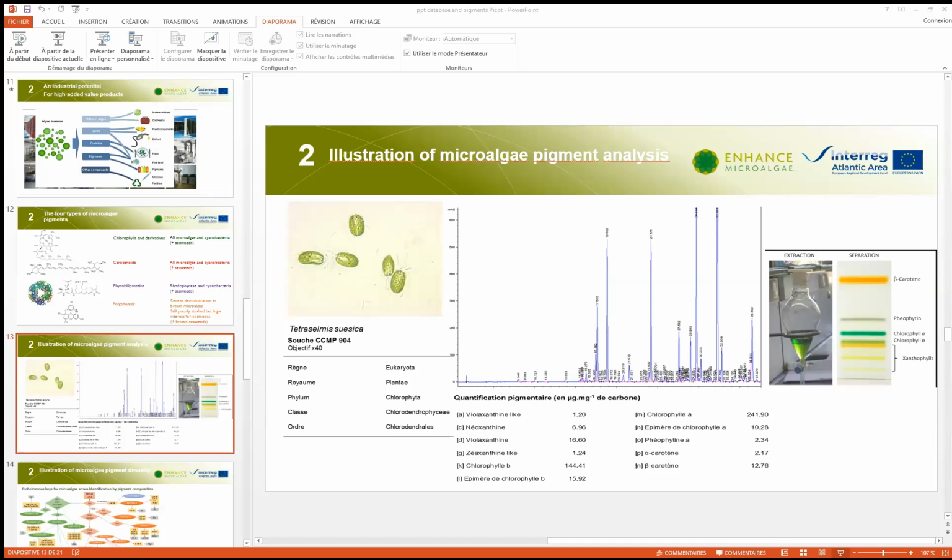Phycobiliproteins, these are found in rhodophytes and in cyanobacteria, and these are highly polar protein pigments containing linear tetrapyrrolic chromophores. And these pigments have a particularity, they are highly fluorescent. According to the species, you can find three main pigments: phycocyanin, which is blue, phycoerythrin, which is pink, and allophycocyanin, which is gray. These pigments are thermolabile.